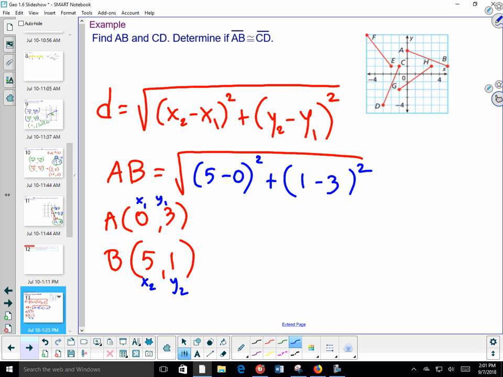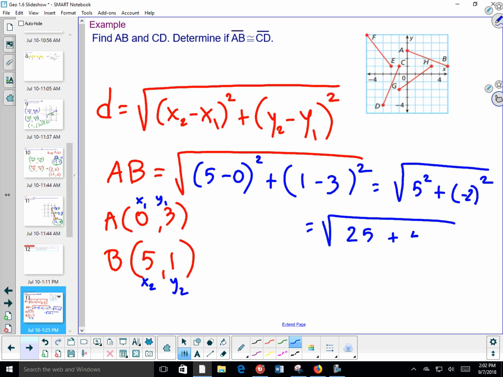Yeah. And so if we simplify this, we get the square root of 5 squared plus, is it negative 2 squared? 1 minus 3 is a negative 2, but notice I put the negative 2 in parentheses. If I don't include the parentheses and I try to do this on my calculator, I'm going to get the wrong answer. So make sure you have the parentheses. And so in this case, it turns out to be the square root of 25 plus 4. Are you getting the square root of 29? Yeah. Okay, remember, the square root of 29 is your exact answer.